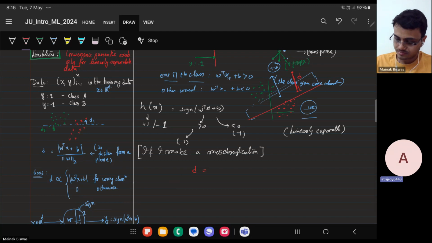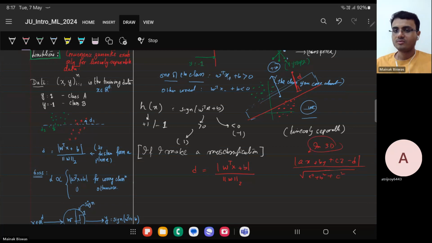Minimum distance, that is the norm of that, omega transpose x plus b. You just put the value of X and divide by the norm of W, right? So for a plane, it is ax plus by plus c, divided by the square root of a square plus b square, and in 3D, ax plus by plus cz plus d divided by the square root of a square plus b square plus c square. This is what we found last time. So this is nothing but W transpose X plus B. So this is the distance from the point to the plane.